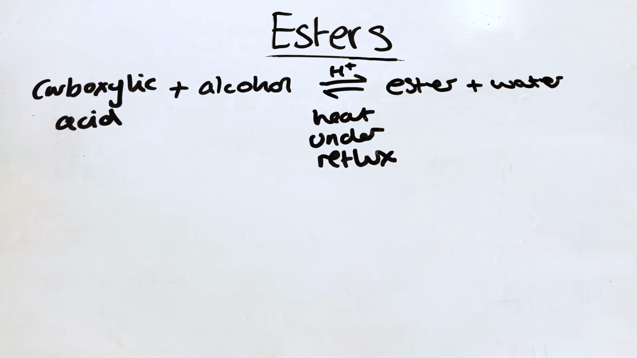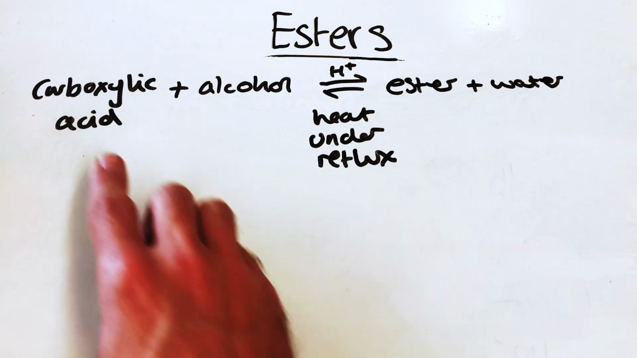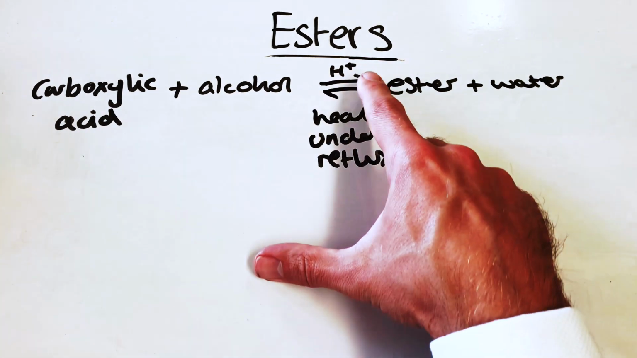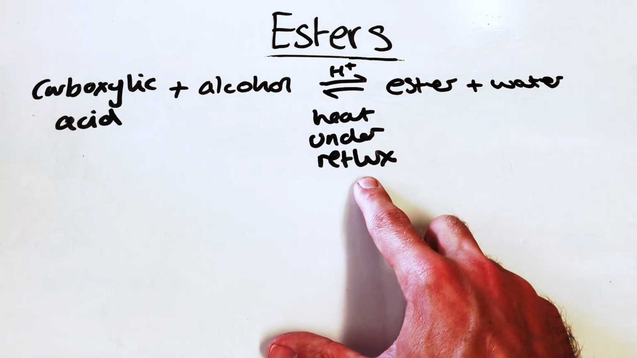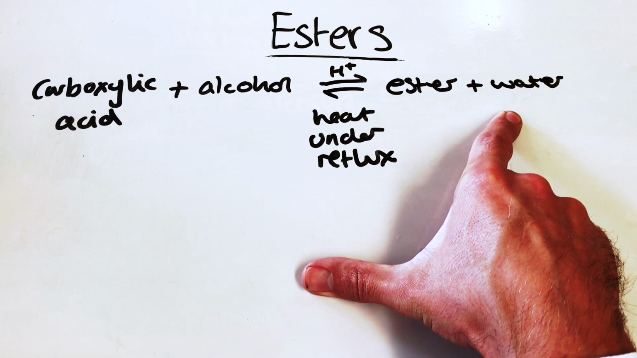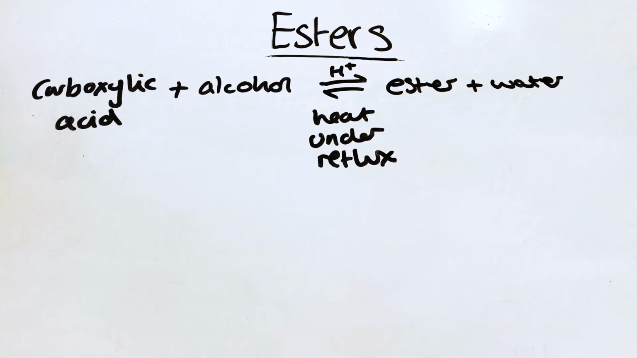There are a number of different ways to make esters that you need to know about for A-level chemistry. The first way that we're going to look at here is mixing a carboxylic acid with an alcohol, with an acid catalyst, heated under reflux. This will produce our ester and water as well. So our acid catalyst will be something like dilute sulfuric acid or dilute phosphoric acid.